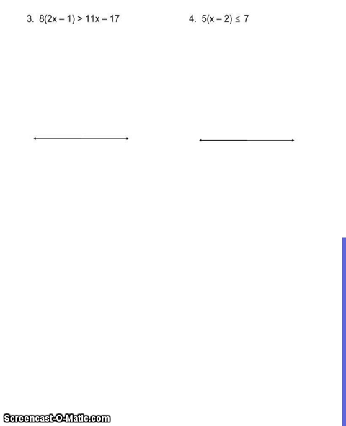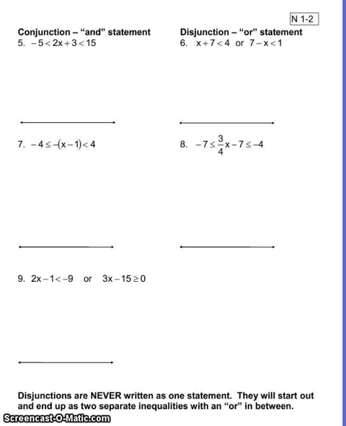So looking at problem 3 and 4, you guys should be able to work those examples. I want you to go ahead and attempt those examples along with the graphs, and we'll check them in class tomorrow. Now turn the page and we're going to talk about conjunction and disjunction. A conjunction is considered an and statement. So if you look at problem number 5, this is going to be an example of a conjunction.